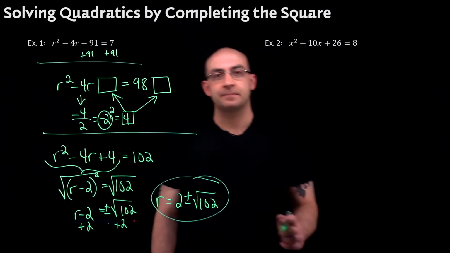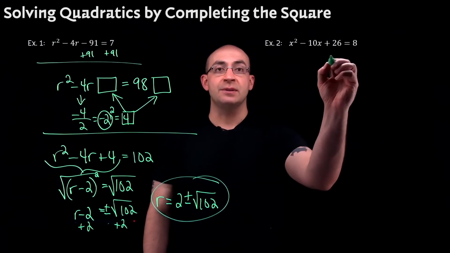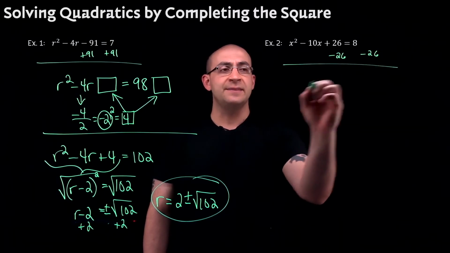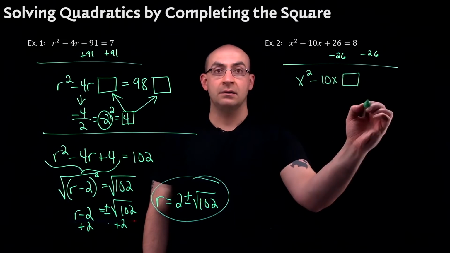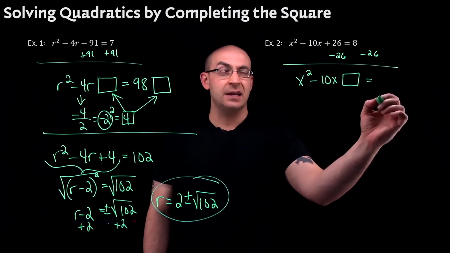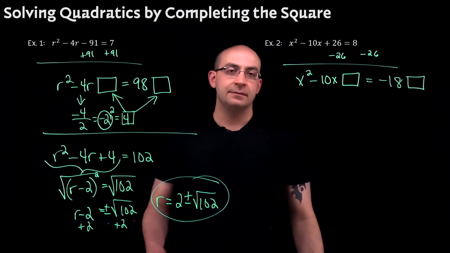Let's try number 2. Again, same process. There's a positive 26 here. I'm going to subtract 26 on both sides. And that is going to leave me with x squared minus 10x plus a blank square equaling 8 minus 26, which is negative 18, plus a blank square. Okay? Let's keep going.